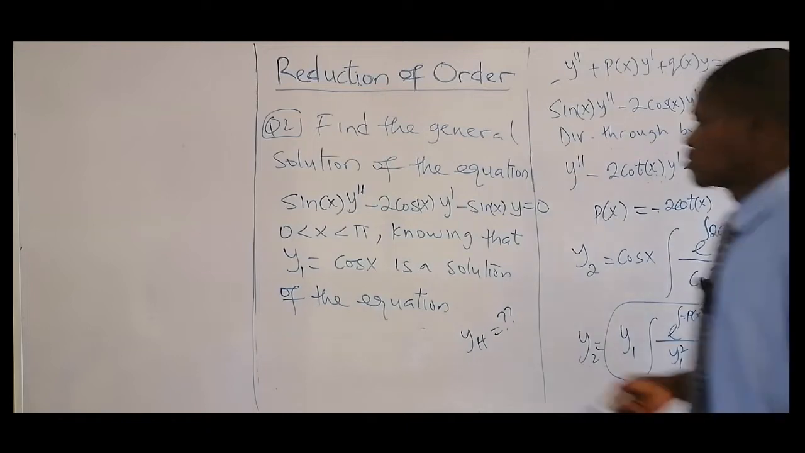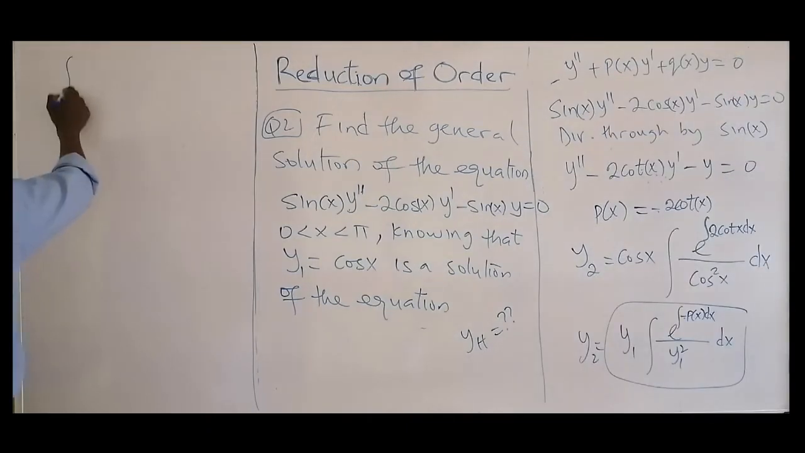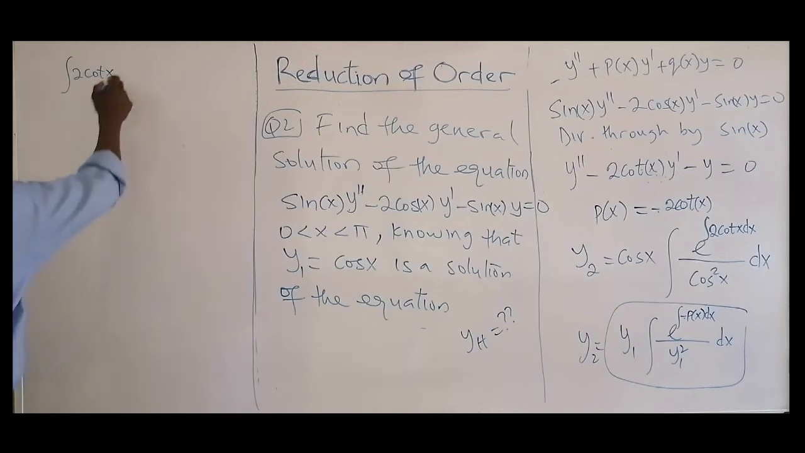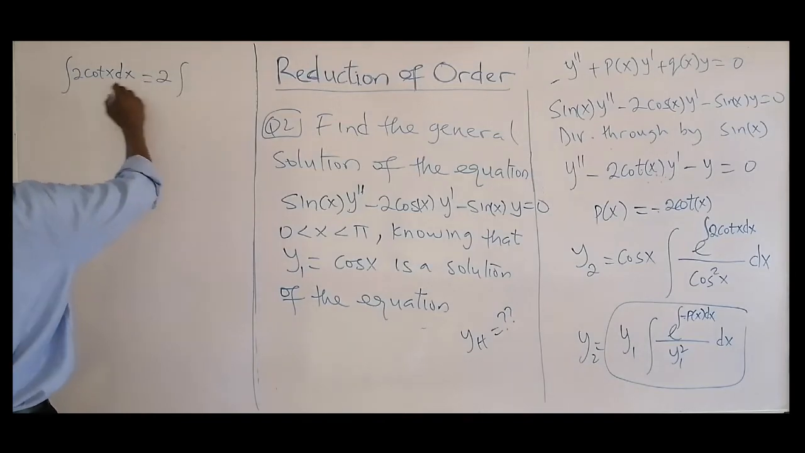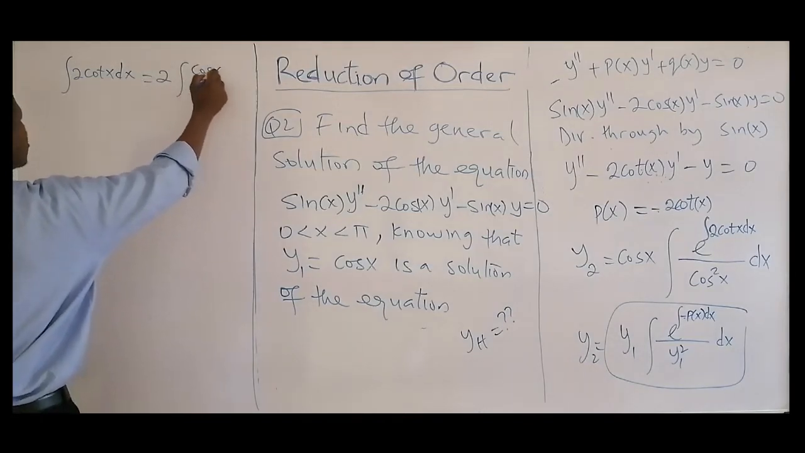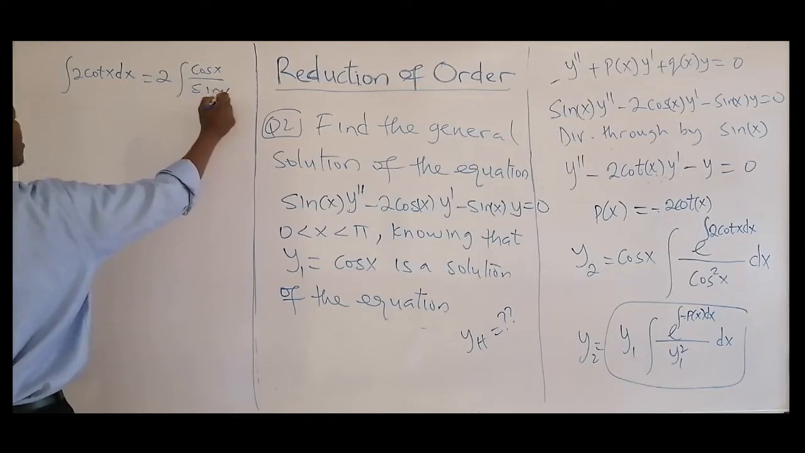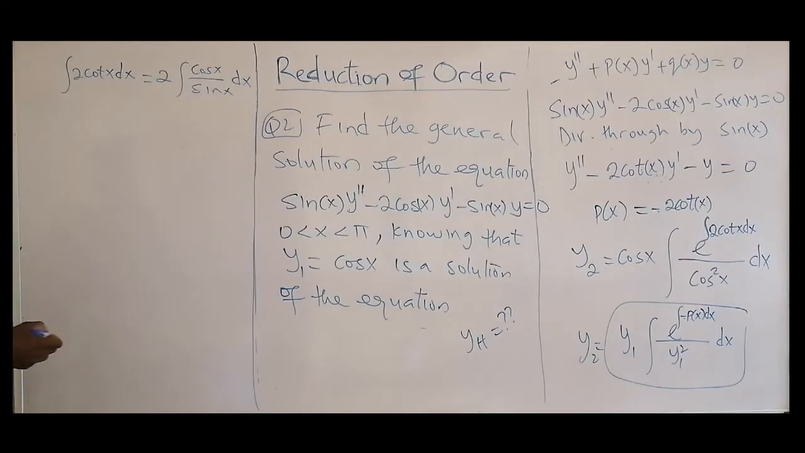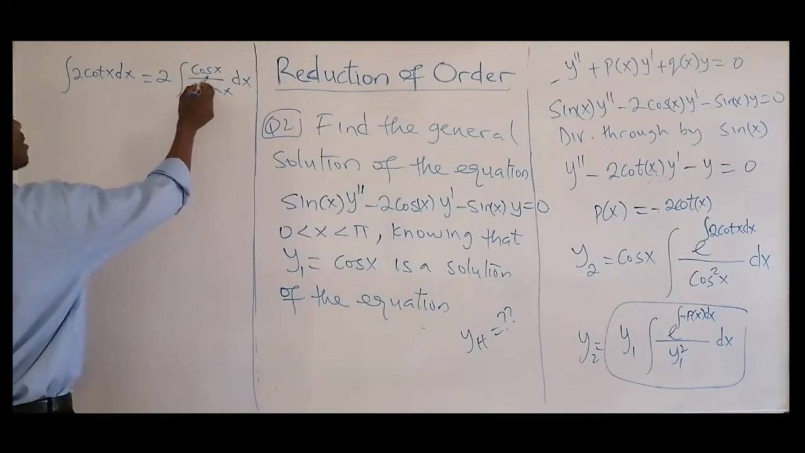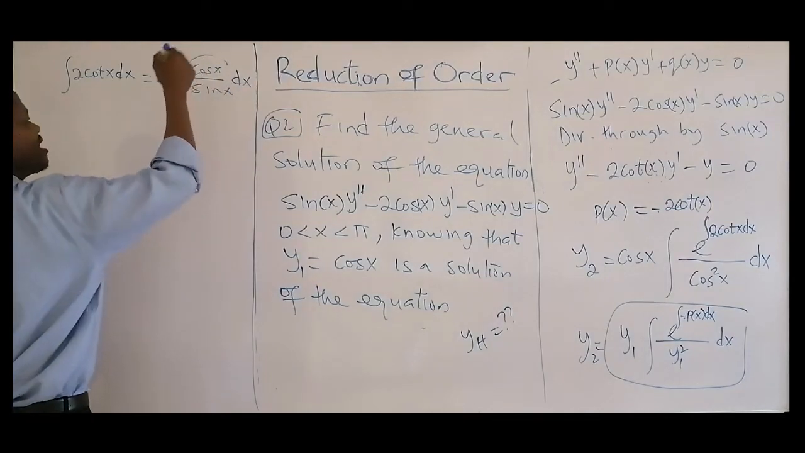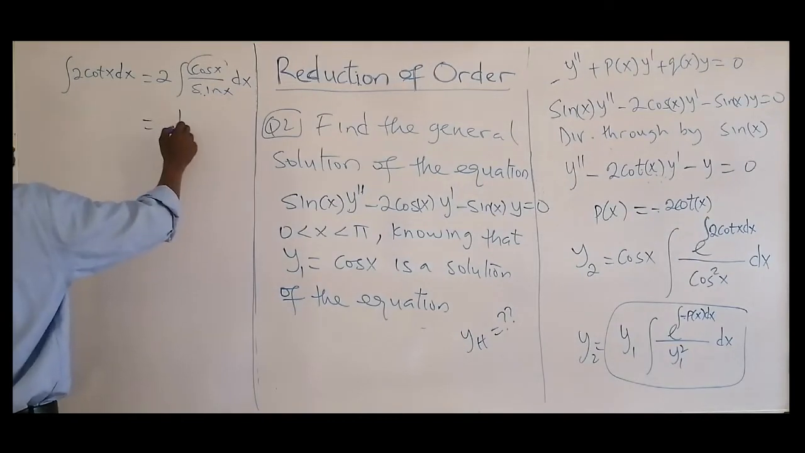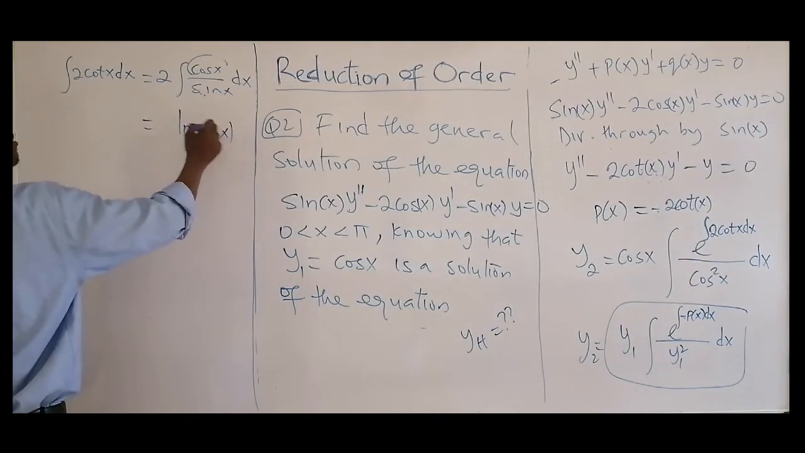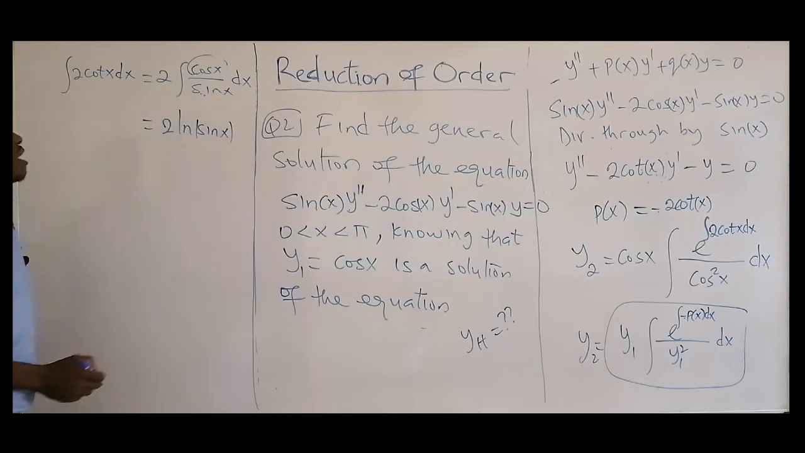Okay? So let's extract the integral of 2 cot x dx. You can take your 2 outside the integration, and the cot is what? Is cos over sine dx. So with that now, the derivative of the denominator is equal to the numerator. So in that case, I have ln sin x, and then the 2 there.